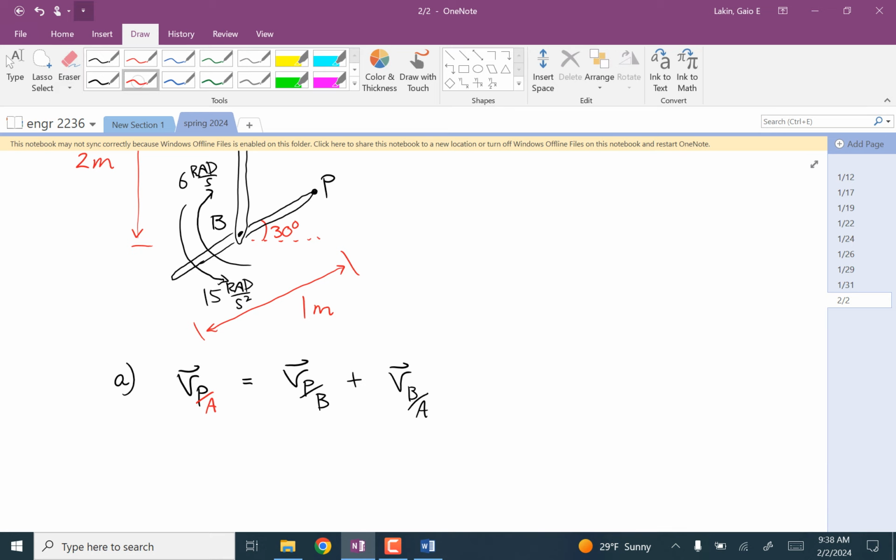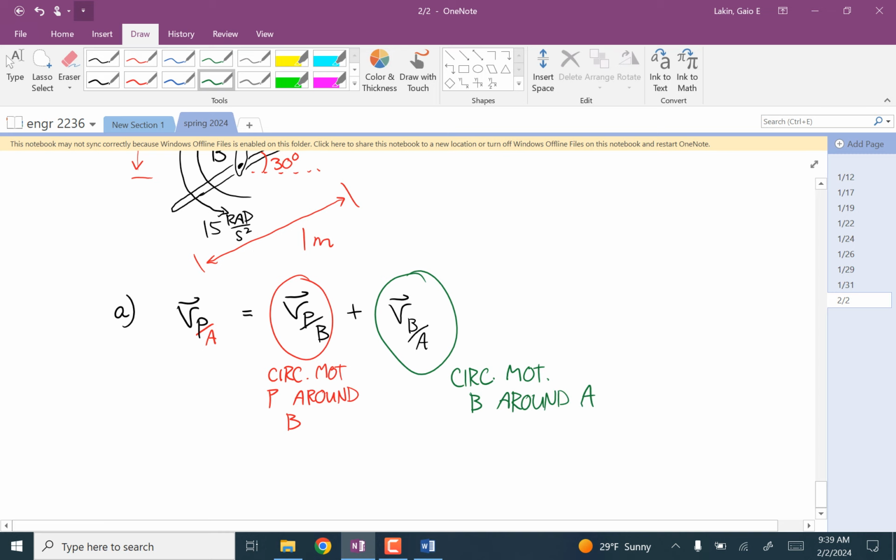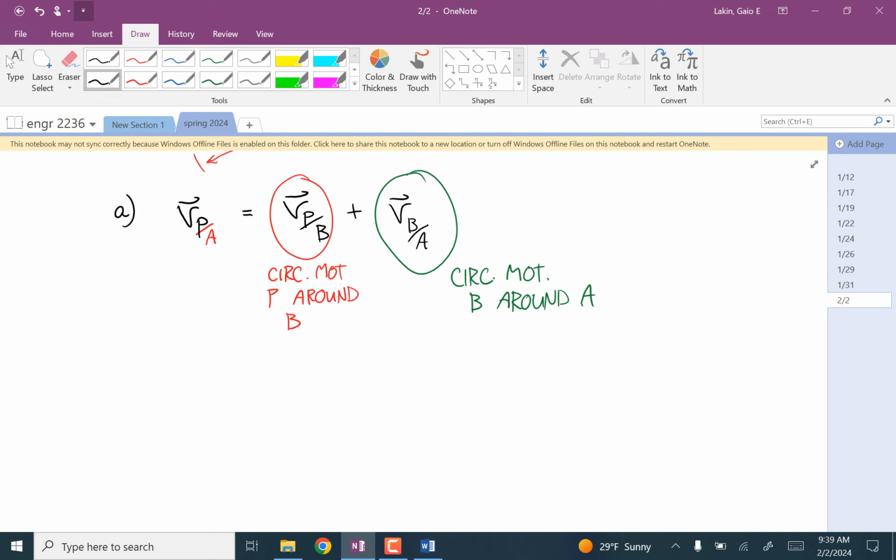Okay, so now this one is circular motion of P around B. And this one is circular motion of B around A. So let's start with the red one. Take a couple minutes, compare answers, ask me stuff if you need a hint, but we're going to calculate velocity of P relative to B.